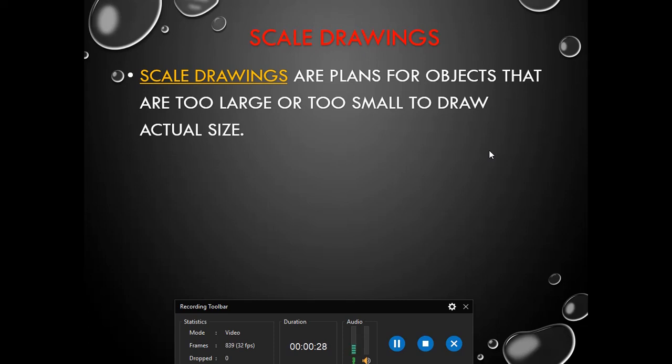When you work with a scale drawing, what you're looking at is a model or a plan for an object or some kind of device that's too large or too small to draw in actual size. So sometimes you look at blueprints for a room or for a house. It's basically a two-dimensional model of what the house will look like. Sometimes if you're designing something really tiny like a computer chip, you'll have something also like a blueprint, but it'll be much larger so that you can see all the pieces to it. So that's what we're going to look at today.